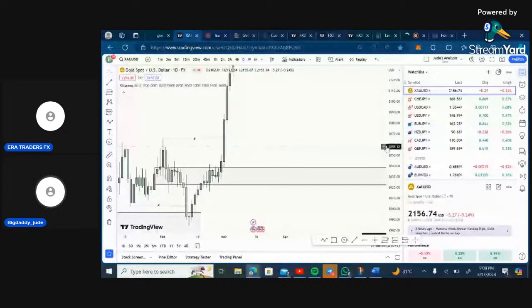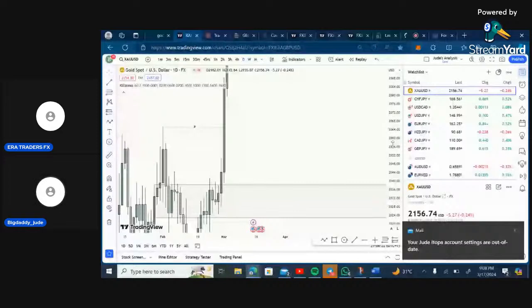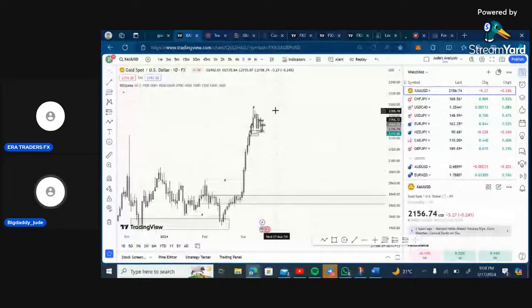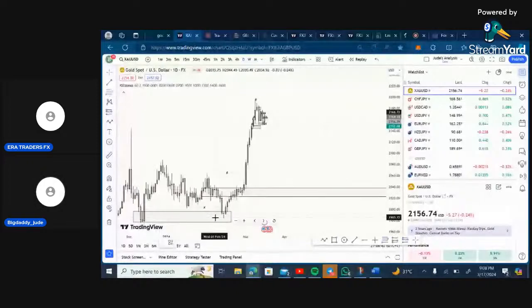Now, using our fib tool, we should not keep buying this pair right around here. Why? Because from the knowledge of Fibonacci tool, if you use your fib tool to measure from the swing low you have here up to this swing high, right? Now you see you are in a premium market and it is expensive. Price is expensive in a premium zone.